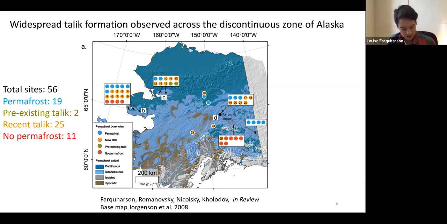What's interesting here is that the distribution ranges quite far north. Some of the talik sites are quite close to the continuous permafrost zone boundary. And just to emphasize that these sites are all subaerial, so areas of vegetation, not lakes. They're undisturbed, so they're not impacted by fire or human disturbance. They're all driven by changes in air temperature and to some degree snow as well. Next slide, please.